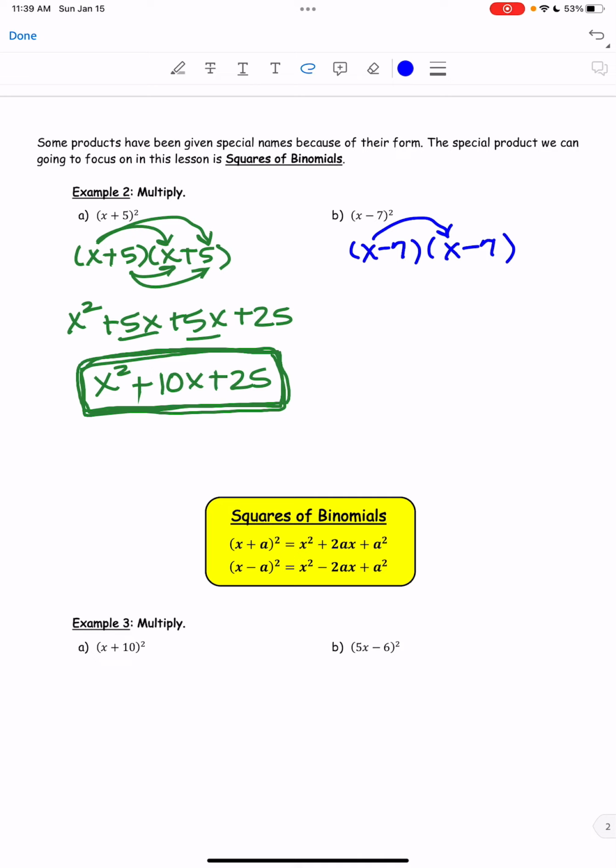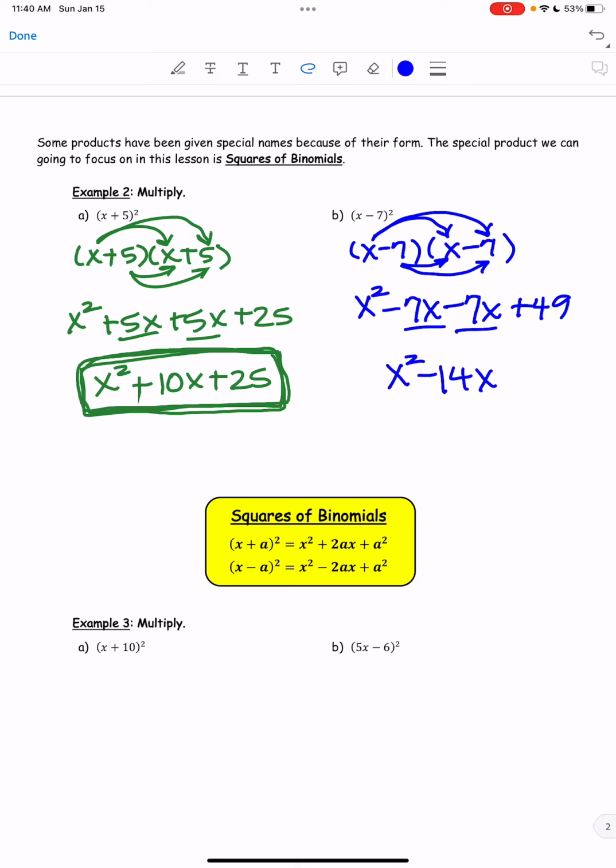So first, x times x gives me x squared. My outer, x times negative 7 is negative 7x. Now my inner is negative 7 times x. And my last is negative 7 times negative 7, which is positive 49. Combine your like terms and we get x squared minus 14x plus 49. Now really that's the whole lesson right there.